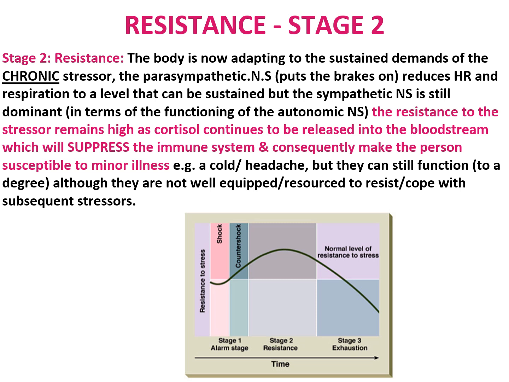Now, if we can't resolve the stressor during that counter shock phase, then the body goes into resistance. The sympathetic nervous system is still dominant, but the parasympathetic nervous system literally puts the brakes on so that we can sustain a high level of resistance to the stressor, as reflected by the graph here, where we're still well above our normal level of resistance here, but it's sustainable.